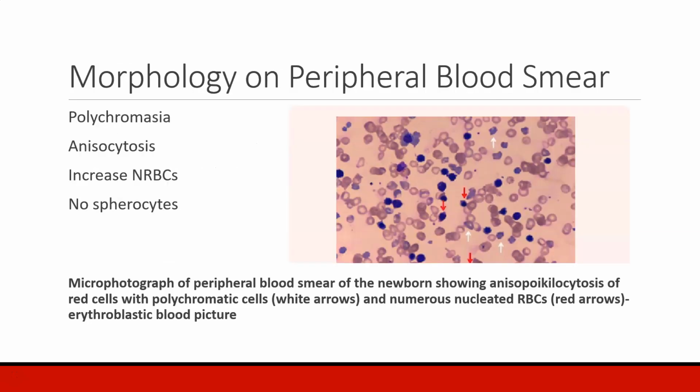So look at this peripheral smear. So you can see polychromasia, anisocytosis. You can see numerous NRBCs because, again, the anemia is so severe that they're putting out the red cells before they're ready, but there's no spherocytes. So the white arrows show you the polychromatic red cells, meaning they have that bluish color, and then the red arrows indicate the nucleated RBCs. So again, this is a peripheral smear of infant with severe HDFN.